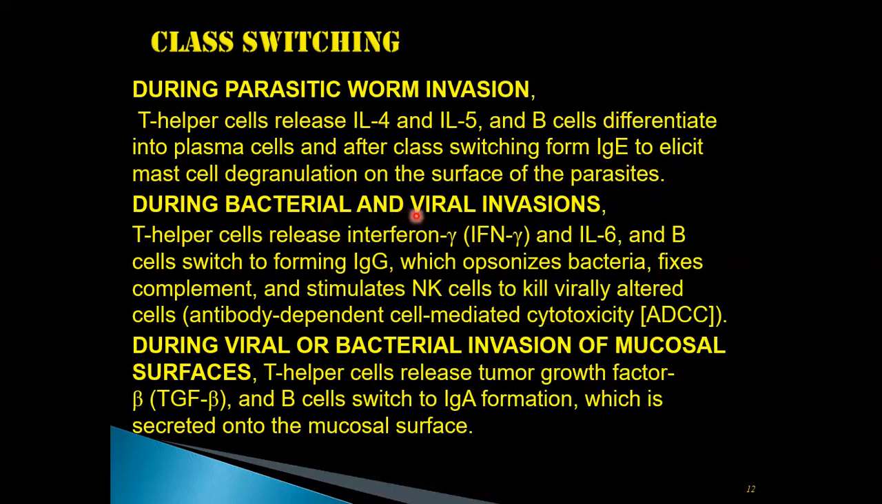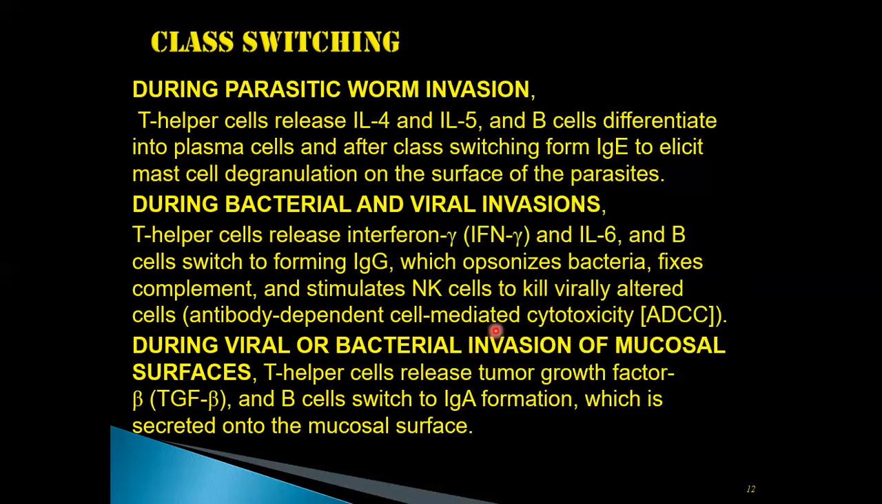But during bacterial and viral invasion, the T helper cells release interferon gamma and interleukin 6. Interleukin 4 and 5 during parasitic infection, interleukin 6 and gamma interferon during bacterial and viral infection. And now the B cells transform into plasma cells and they make immunoglobulin G. Here they were making immunoglobulin E. Now they are making immunoglobulin G to fix the complement number 1 and stimulate natural killer cells, what I told you just before, to kill virally altered cells directly. This is called antibody dependent cell mediated cytotoxicity.